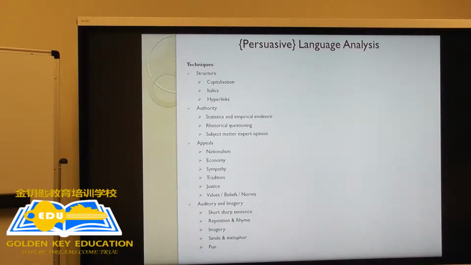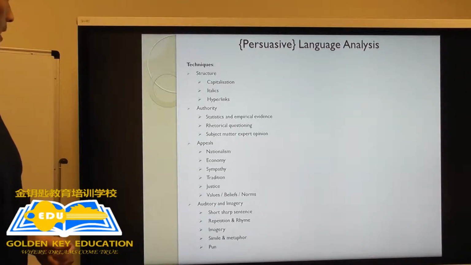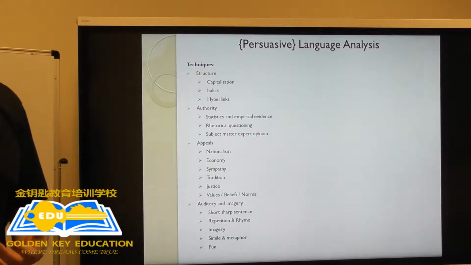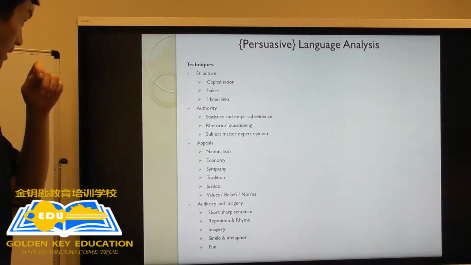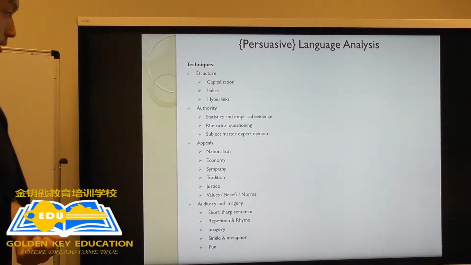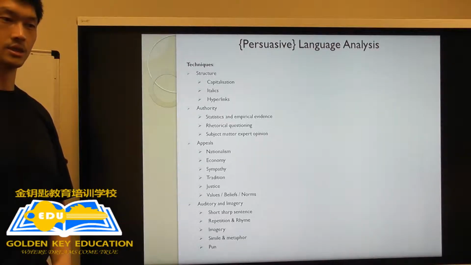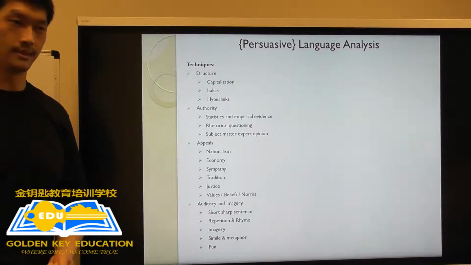What are the various techniques that writers employ in their persuasive pieces? There are structural components that they use in order to emphasize certain things. They can use capitalization or italics to deliver that emphasis. They can also use hyperlinks to show that their piece is well researched and that their opinions are actually valid.